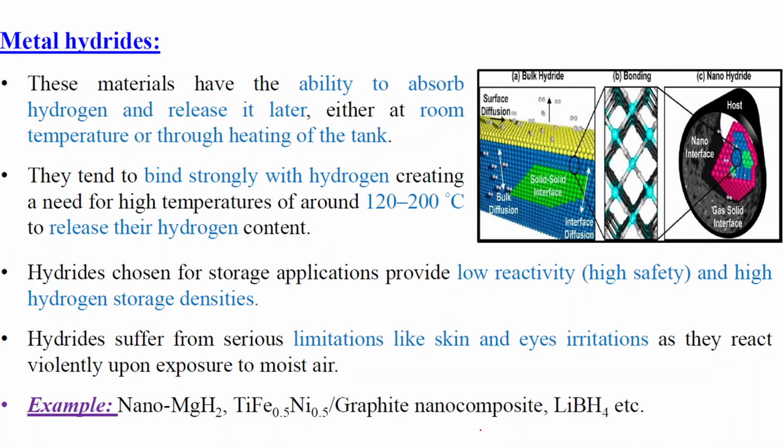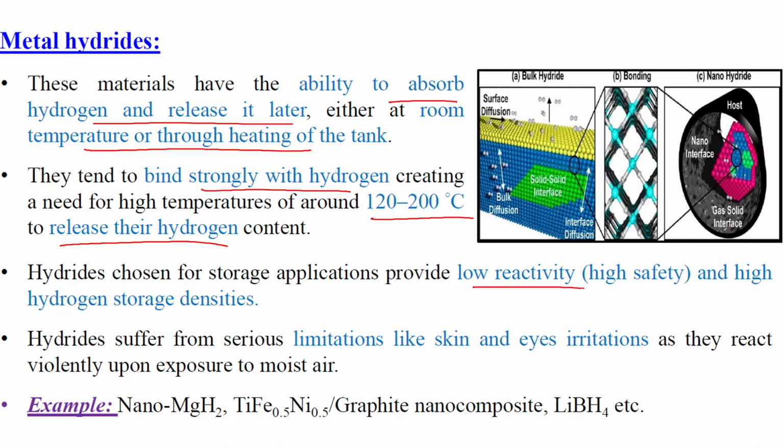Then metal hydrides. These materials have the ability to absorb hydrogen and release it later, either at room temperature or through heating of the tanks. They tend to bind strongly with hydrogen, creating a need for high temperature of around 120 to 200 degrees C to release their hydrogen content. Hydrides chosen for storage application provide low reactivity and high hydrogen storage density. So these hydrides can easily store hydrogen, and can easily release hydrogen also by heating of the tank.